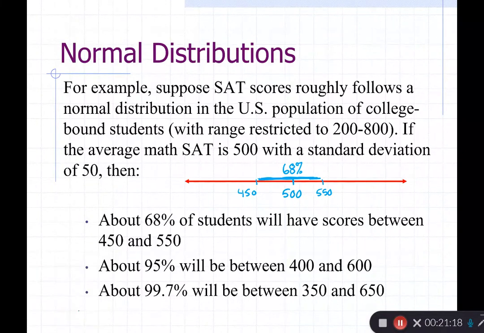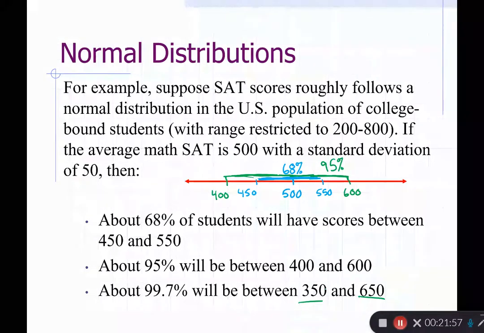And if we go out another standard deviation, so another 50 up and another 50 down, that would be 400 to 600. Then about 95% of all students will have scores between 400 and 600. And if we extend it another 50 up and another 50 down, that will catch 99.7% of all scores.